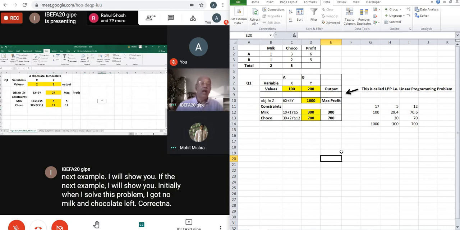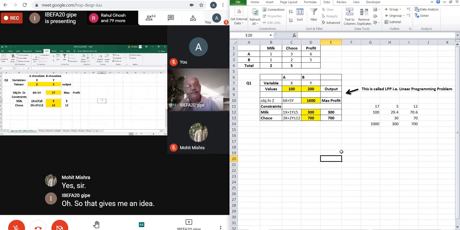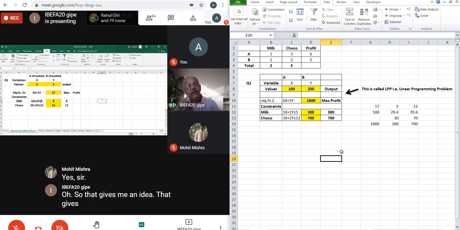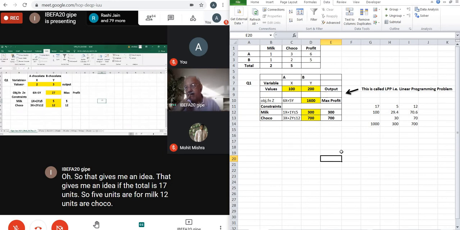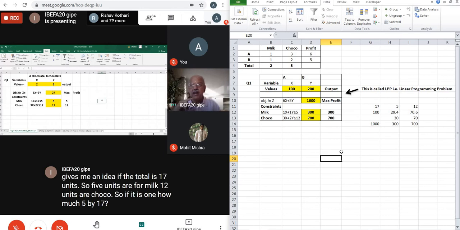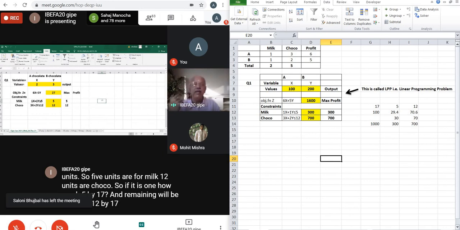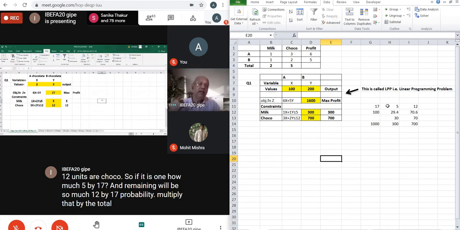Yes, sir. So that gives me an idea. If the total is 17 units, so 5 units are for milk, 12 units are choco. So if it is 1, how much? 5 by 17. And the remaining will be 12 by 17 probability. Multiply that by the total. Any total. Is that clear?